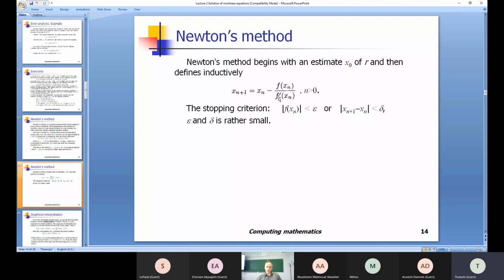using x0 we can find x1, x2, x3 and so on according to this formula. This method is very powerful. The convergence of the method, of the sequence of these points to the real solution is very fast.